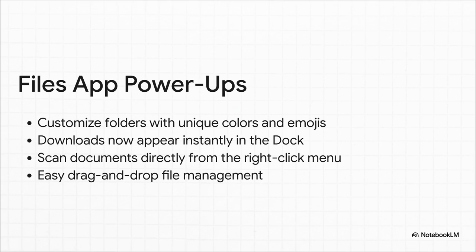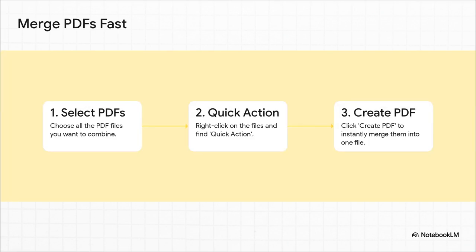And there are other great little quality of life improvements too. You can customize your folders with colors and emojis now, which is kind of fun, but also super useful. Any file you download immediately pops up in a little stack on your dock for easy access. And you can even scan documents right from the right-click menu. So convenient. And here's something that used to be a real pain. You always needed a third-party app for this, merging PDFs. Now it's just built in. You just select the files you want to combine, right-click, pick Quick Action, and then create PDF. Boom, it's done. It is shockingly fast and works so well.